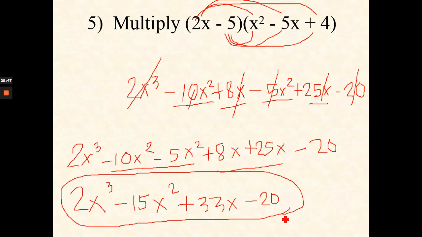Okay? So it's up to you what to use, either the box method, the FOIL method, or the distributive method. So again, they are all the same. They always apply the distributive property of multiplication. Okay?